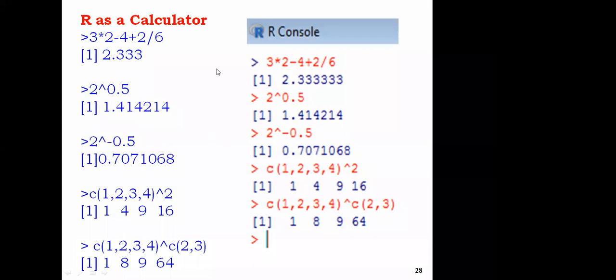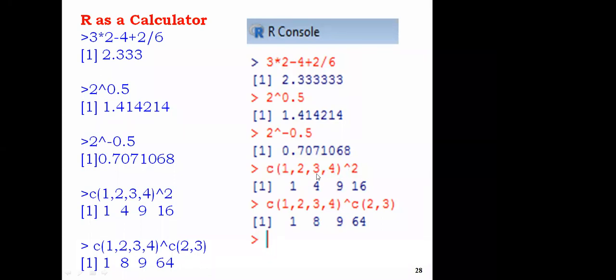Okay, thank you. So 3 star 2 minus 4 plus 2, then divided by 6. Just you see here, the product, this one is the product. Then this one is from 0.5. This is the result. And then c(1, 2, 3, 4), then cap 2.